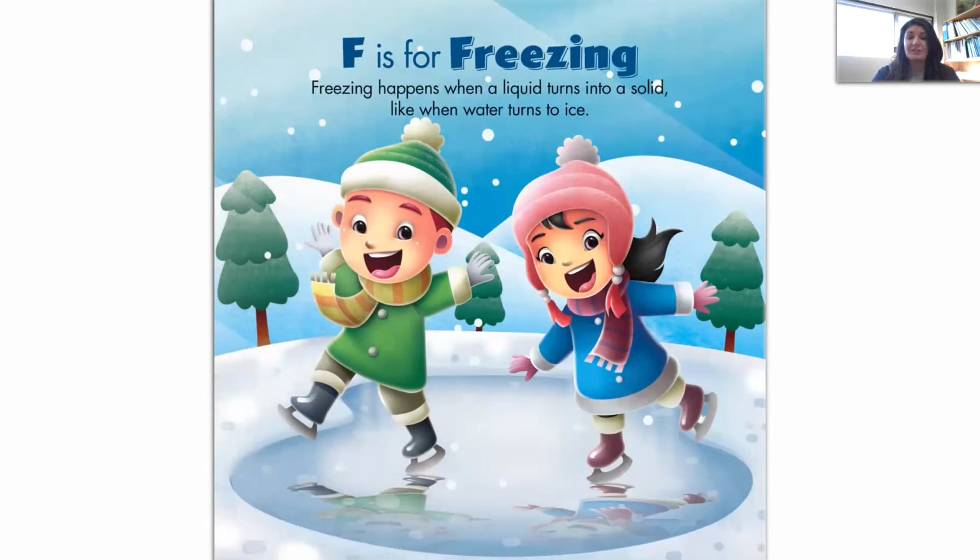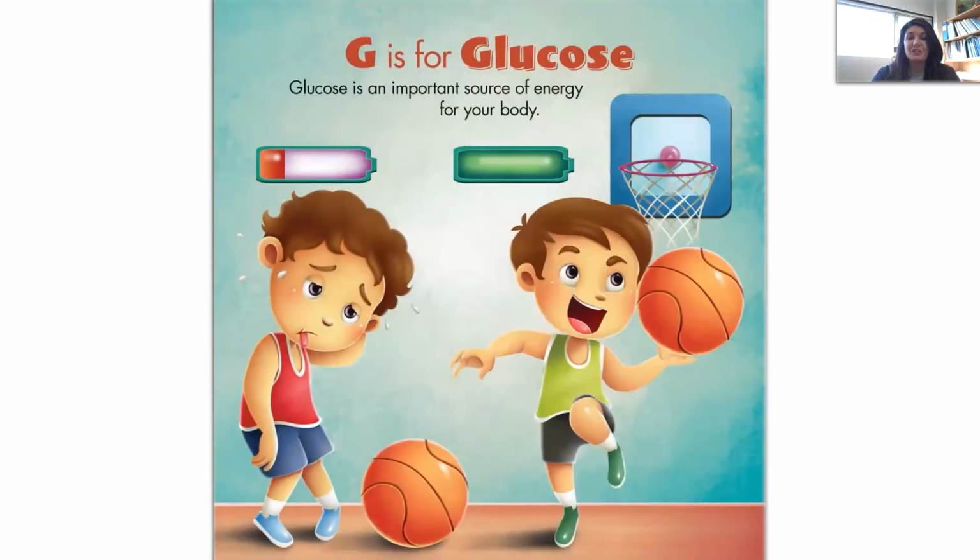F is for freezing. Freezing happens when a liquid turns into a solid, like when water turns to ice. Ice is frozen water. You put things in a freezer to keep them very cold. G is for glucose. Glucose is an important source of energy for your body. Glucose is another molecule and is very important to your body. If you don't have glucose, then you can't do fun things like play basketball.